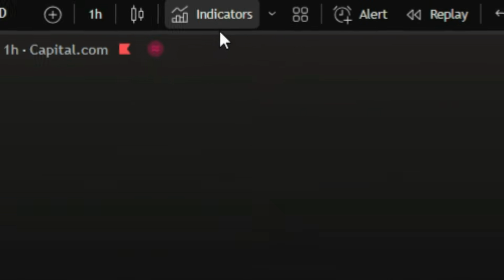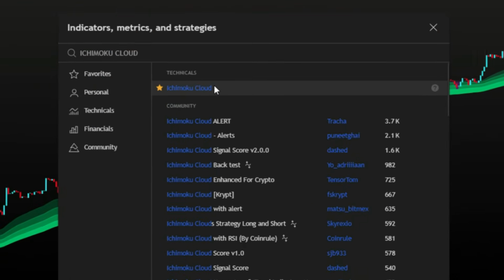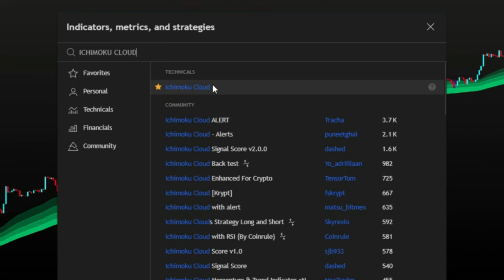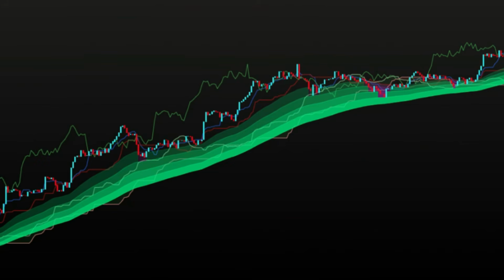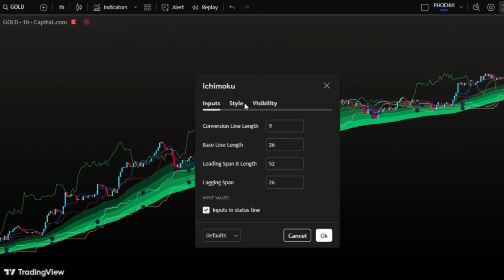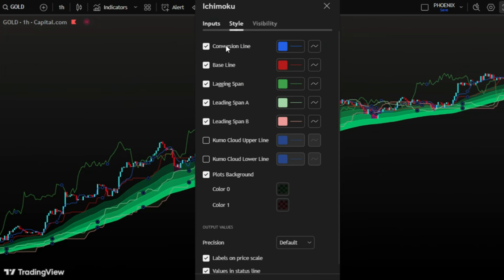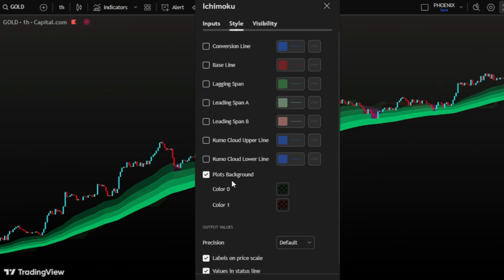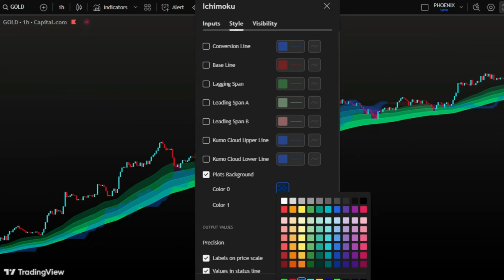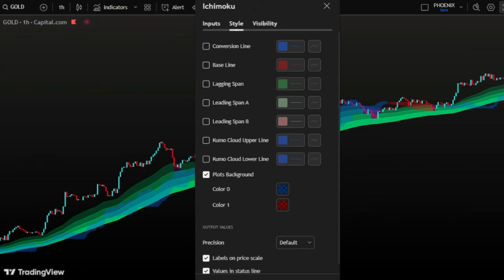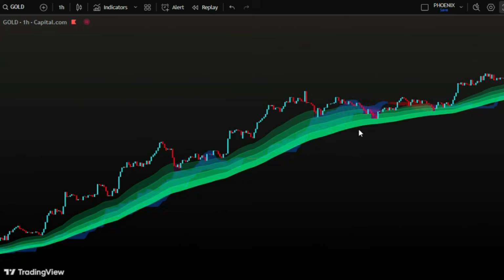Just head back to the Indicators tab and type in Ichimoku Cloud, which is one of the most famous and widely used indicators in the trading world. Once you click on it, it'll appear right on your chart. For some quick modifications, just open the indicator settings, and in the inputs, you don't really need to change anything. But when you go over to the Styles tab, you can uncheck all the items. Just leave the black background, which is basically the cloud itself. From there, you can even change the color of the cloud however you like.